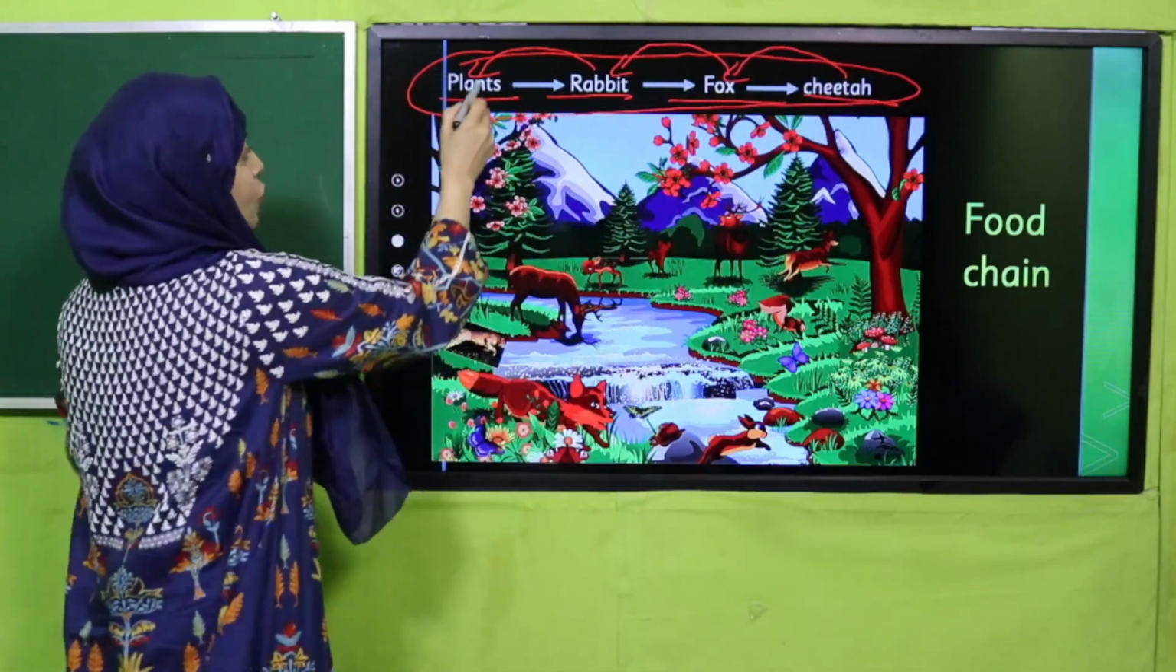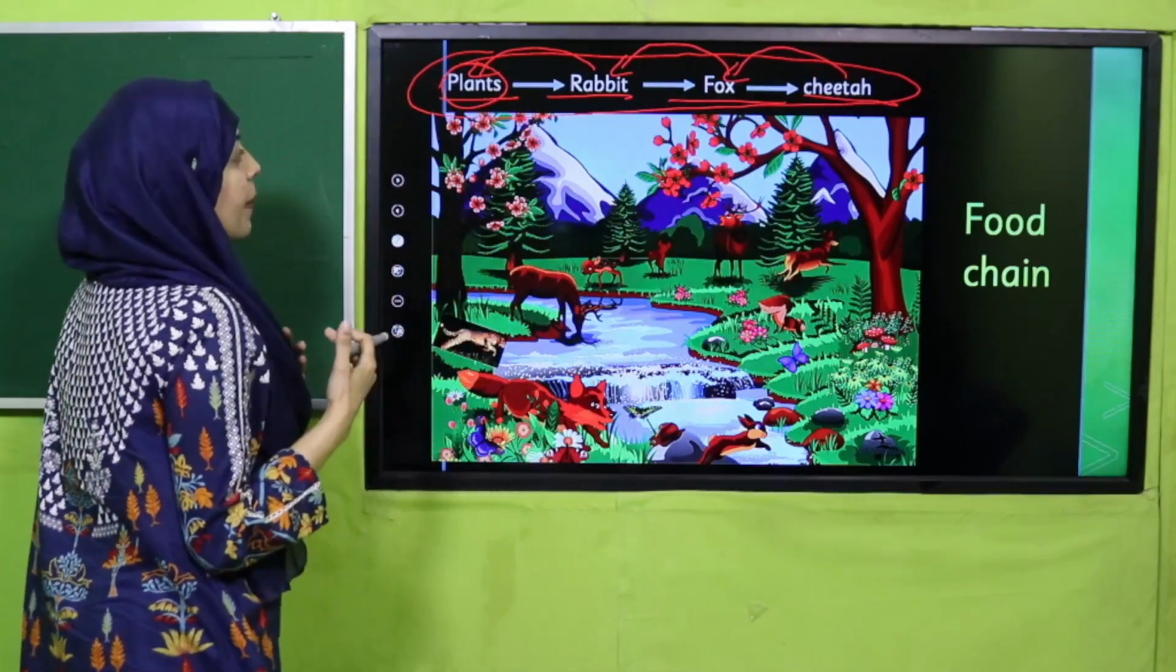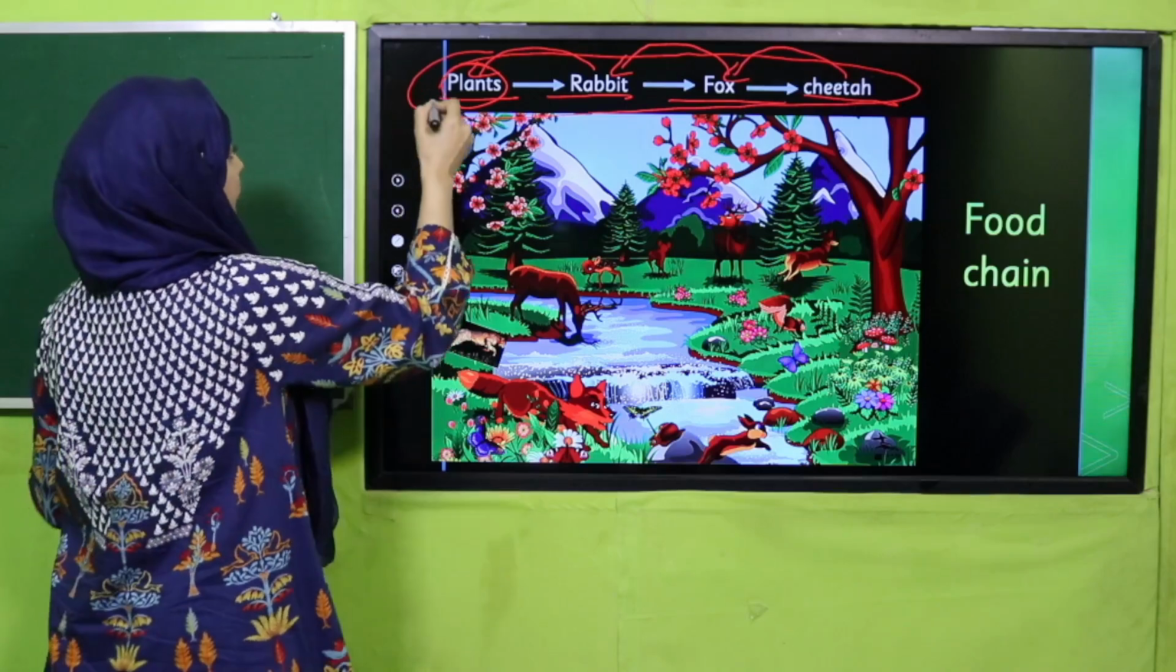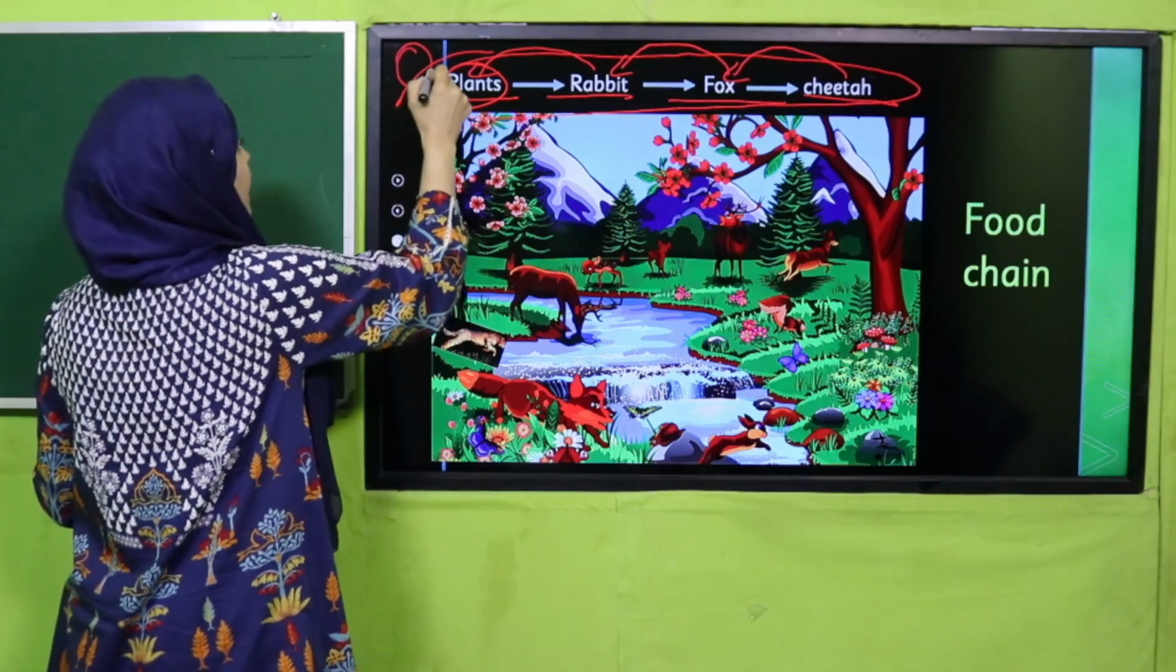But what happens to the plants? ये जो प्लांट्स हैं इनके पास फूड कहां से आता है? They get the food from the sunlight.